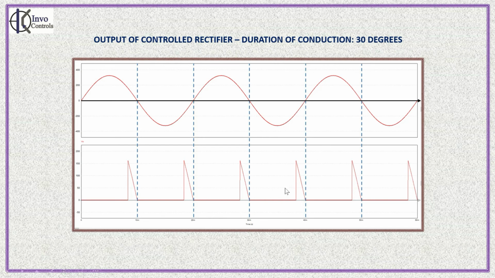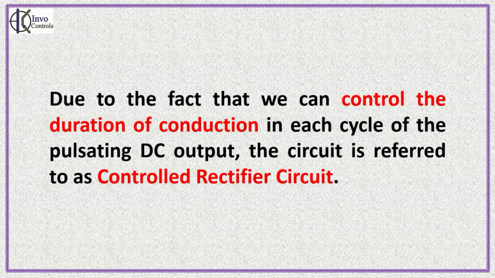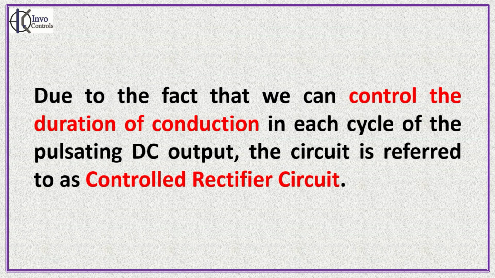Thus, we can see that the control of conduction in each cycle is possible with a controlled rectifier. Due to the fact that we can control the duration of conduction in each cycle of the pulsating DC output, the circuit is referred to as controlled rectifier circuit.